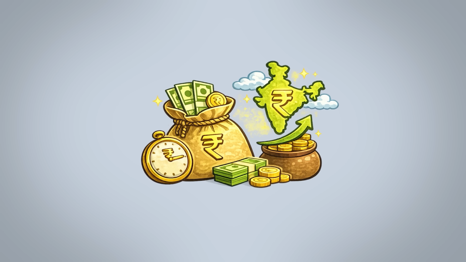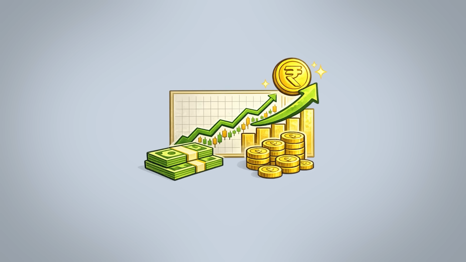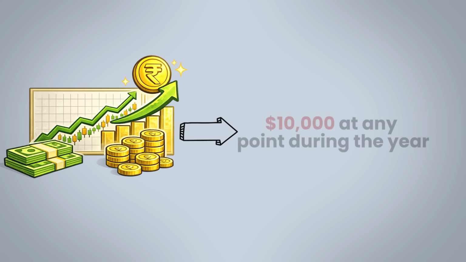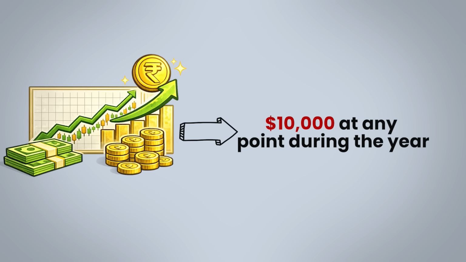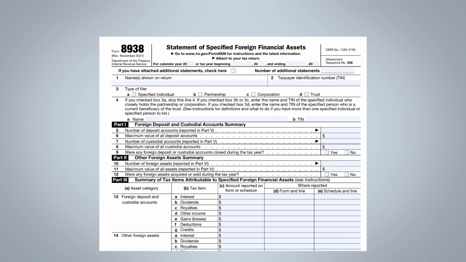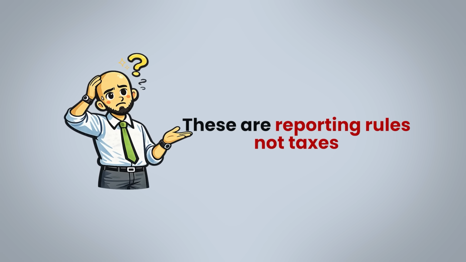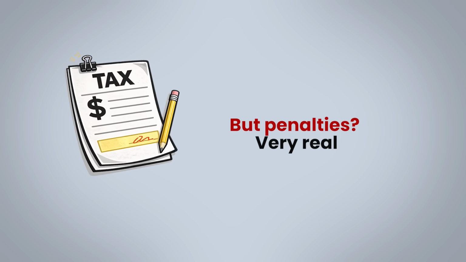Step 3, check foreign accounts. Now let's talk about something many people overlook, foreign bank accounts. If you have accounts in India and the total balance crosses $10,000 at any point during the year, you need to file FBAR. And if your foreign assets are higher, you may also need to file a FATCA report. These are reporting rules, not taxes, but penalties, very real.